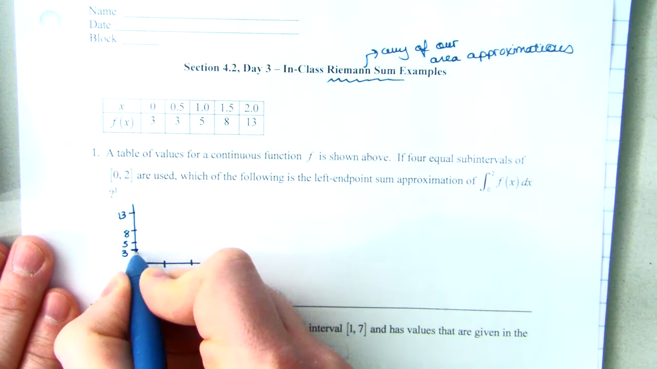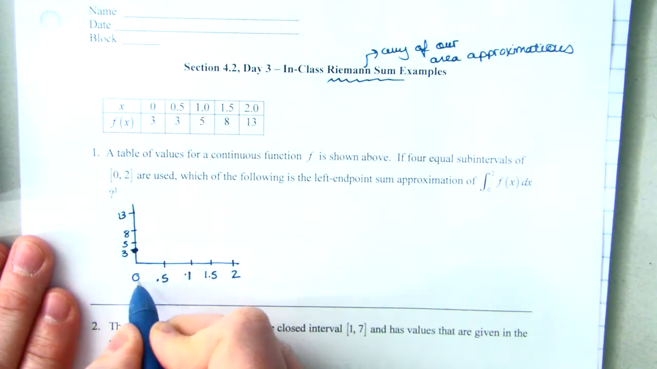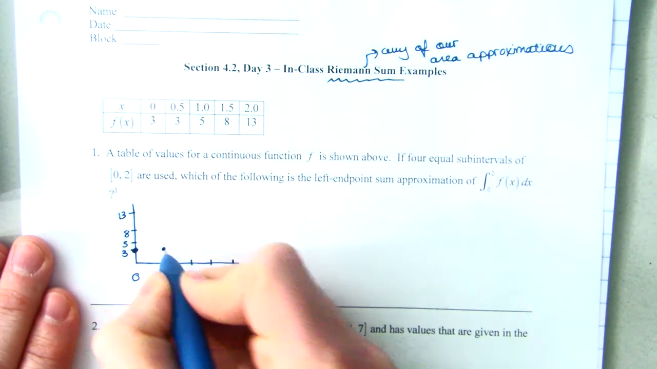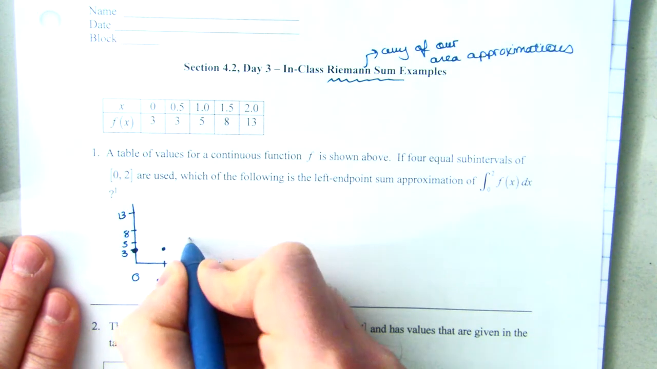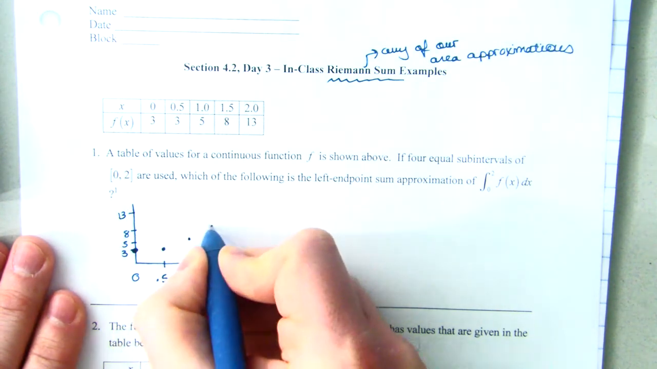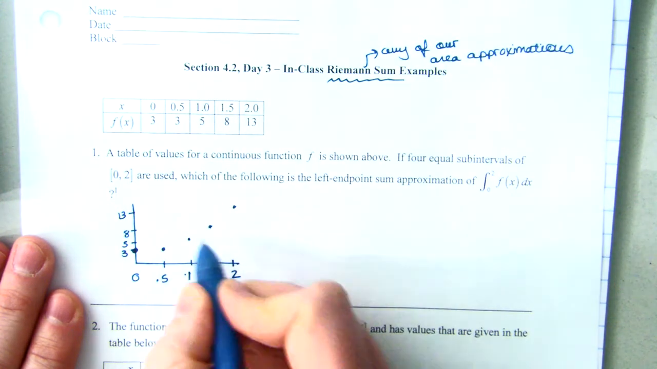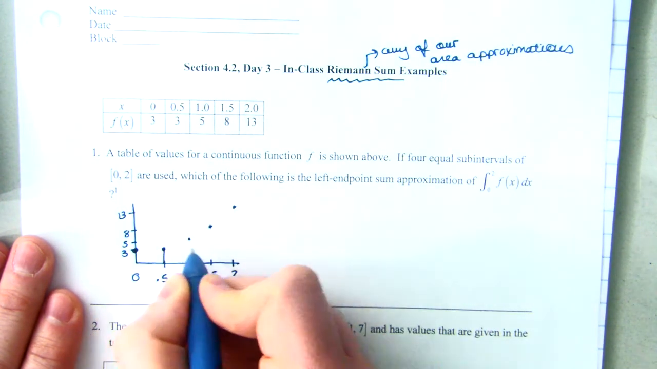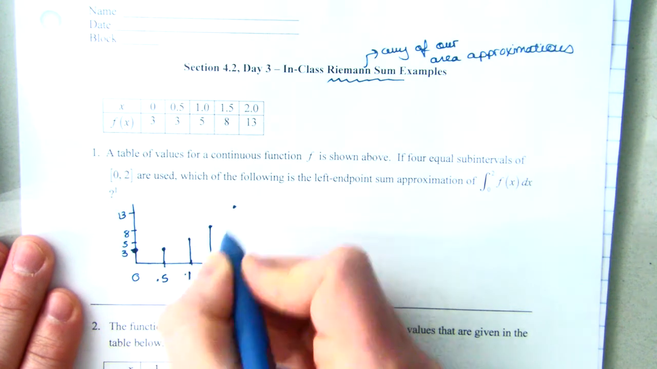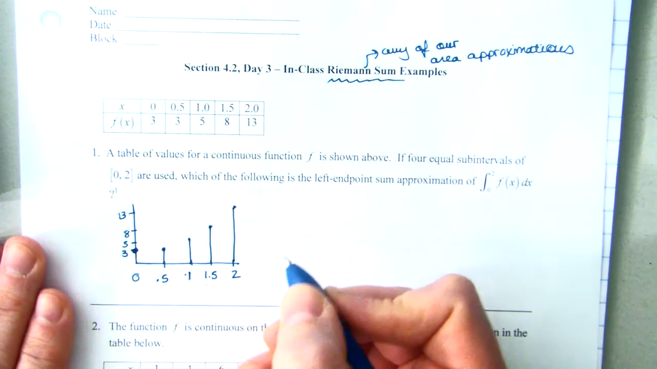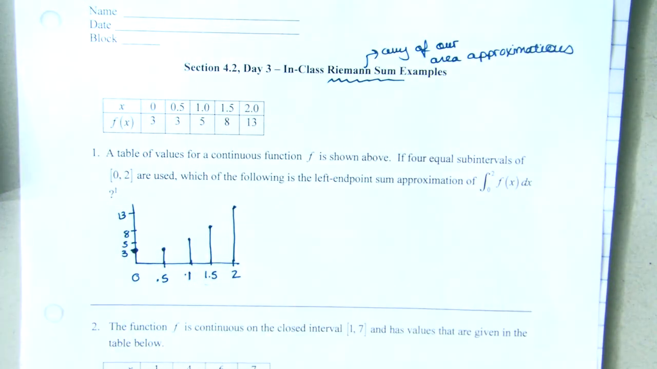So I'm going to have a height. I'm going to have a point at 0, 3, a point at 0.5, comma 3, a point at 1, comma 5, a point at 1, comma 8, and a point at 2, comma 13. I think I said that wrong, 1.5, comma 8. And I'll actually draw in little heights at all these places. It's the height of my function at 5 different places.